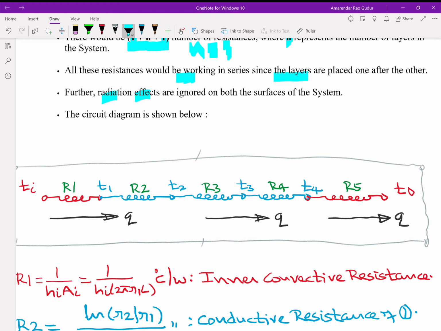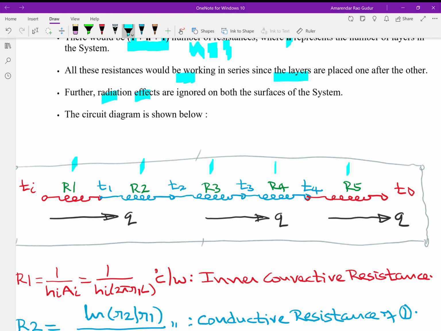If radiation is there between Ti and T1, we'll have two parallel resistances. It is as simple as that. But when we ignore the radiation, we'll have all the resistances operating in series: R1, R2, R3, R4, R5. We can note that R1 is working between Ti and T1, R2 is working between T1 and T2, and so on.